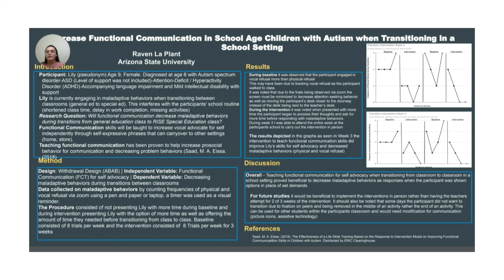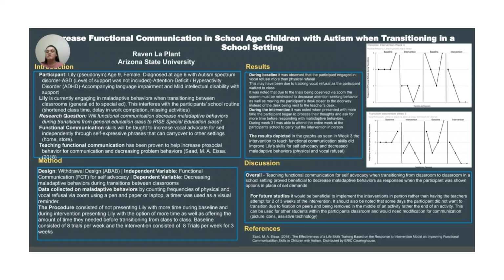The independent variable is the functional communication, or FCT, for self-advocacy, and the dependent variable is decreasing maladaptive behaviors during transitions between classrooms. The data being collected for this study will be on maladaptive behaviors by counting the frequencies of physical and vocal refusal via Zoom using a pen and paper or laptop. A timer was used as a visual reminder as well.